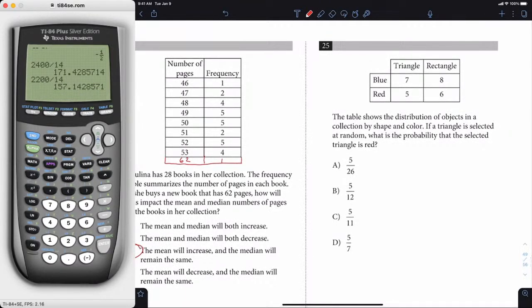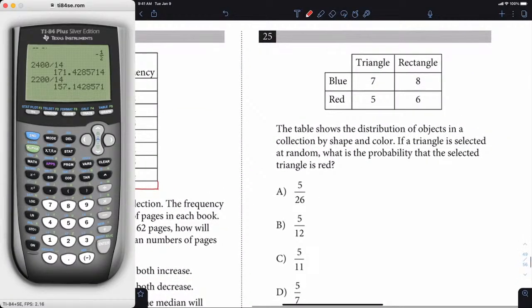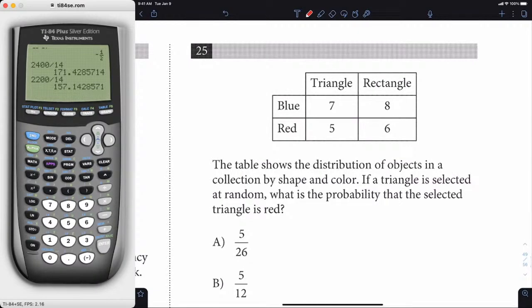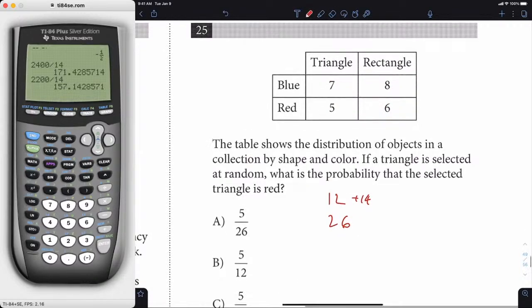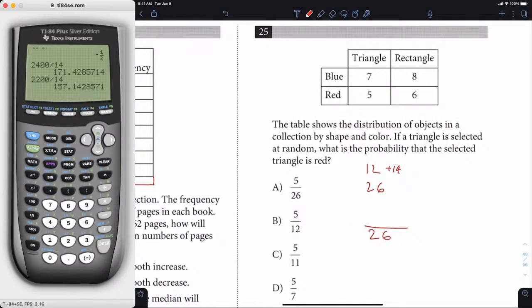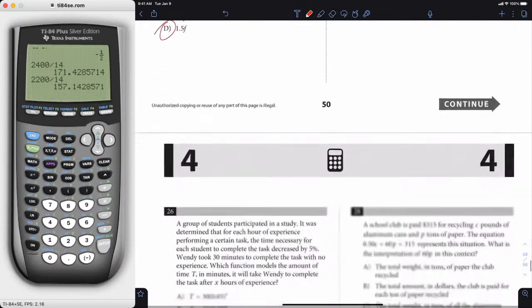Table shows distribution of objects in a collection by shape and color. If a triangle is selected at random, what is the probability that the triangle is red? How many total triangles are in here? So we have 7 plus 5, plus 8 plus 6, so 7 plus 5 is 12, plus 8 plus 6 is 14, so that's going to be 26, so something out of 26. 26 is the denominator of our fraction, because that's the total number of possibilities. There's only 5 out of the 26 that are red, so it's A.